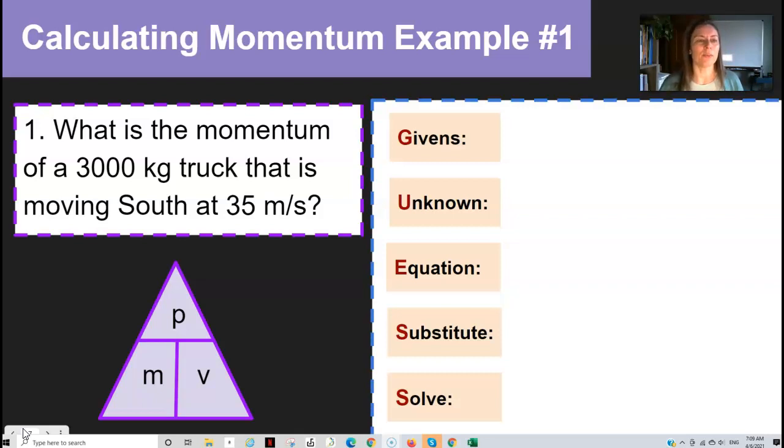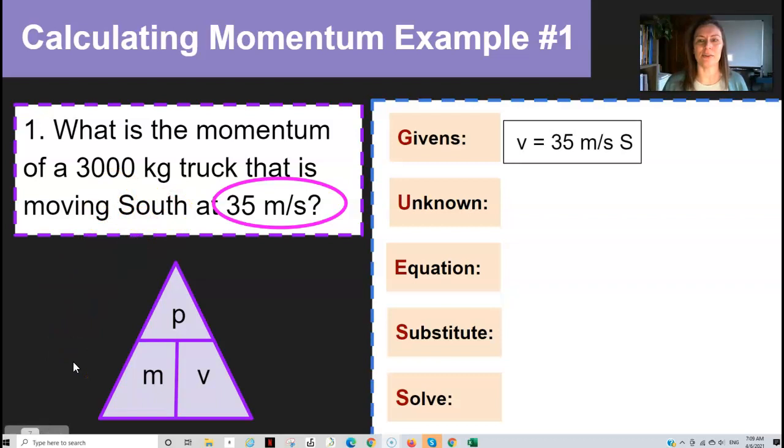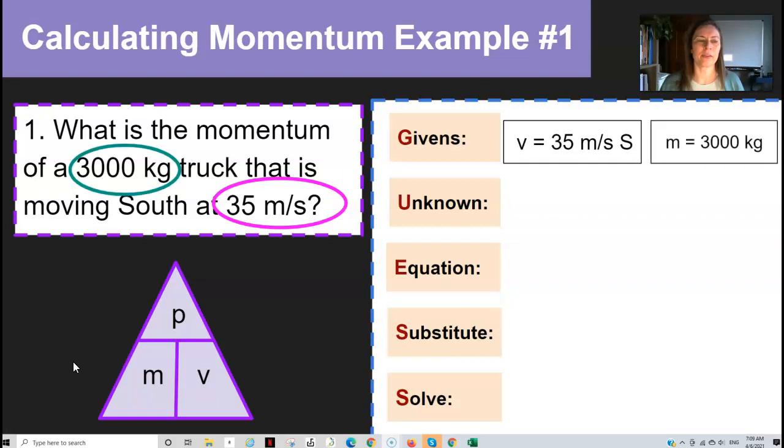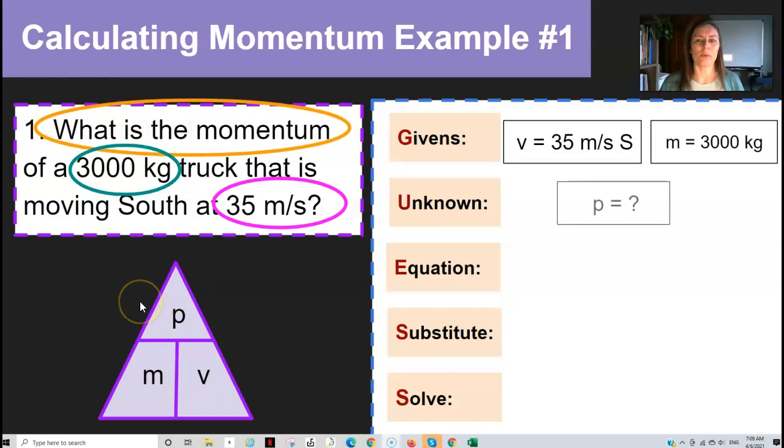So the first one is, what is the momentum of a 3,000 kilogram truck that is moving south at 35 meters per second? First step is to find the givens. We have 35 meters per second. That looks like a speed, but we also have a direction here, south. So we can say that its velocity is 35 meters per second south, and its mass is 3,000 kilograms. It says, what is the momentum? That is what we're looking for.